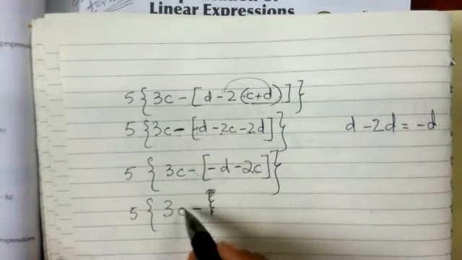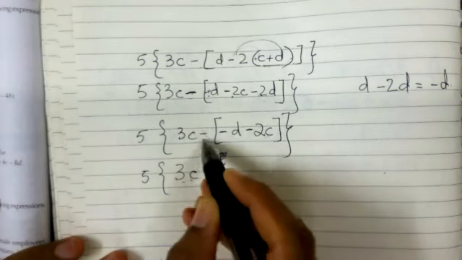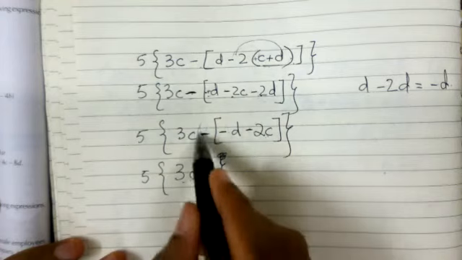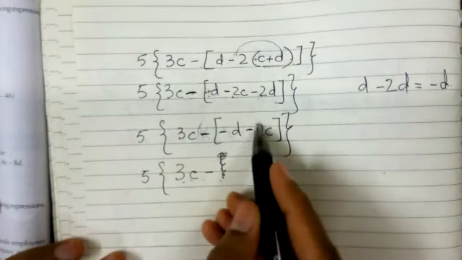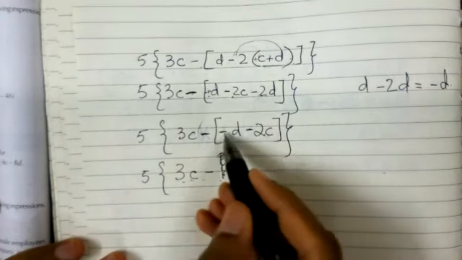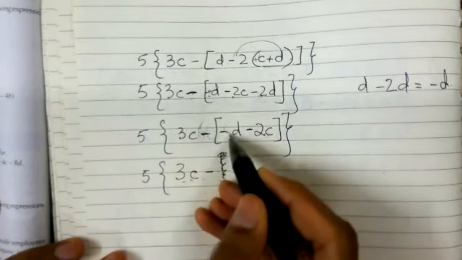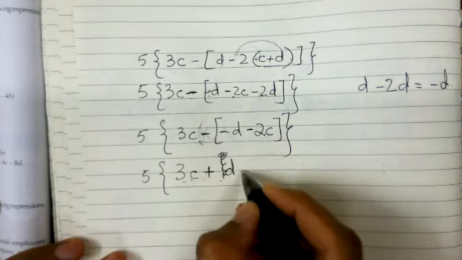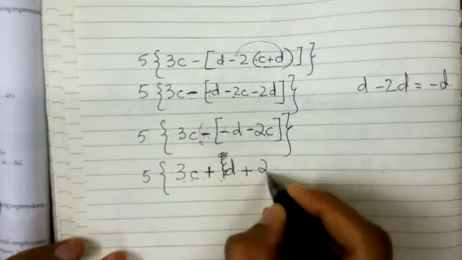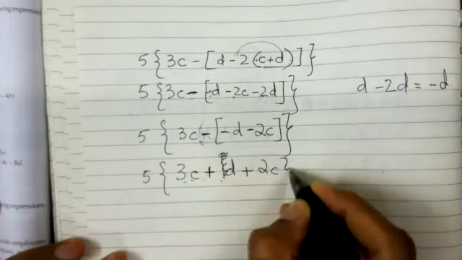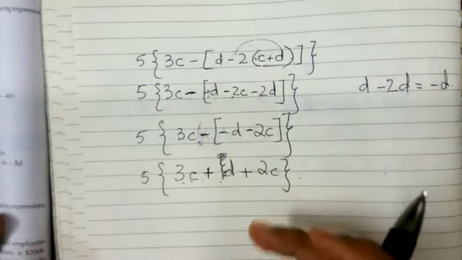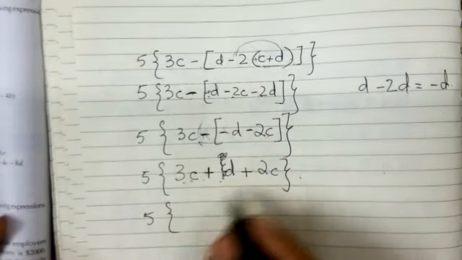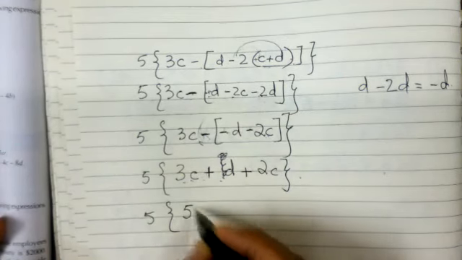But in this step, this minus sign is getting multiplied. Only the minus sign is getting multiplied by everything which is inside, with all the signs that are inside. So minus and minus will get multiplied, with plus D and plus 2C. Minus and minus gives plus 2C. And now we'll put the bigger bracket. So we will have to do 3C plus 2C now. 3C plus 2C is what? 5C. Very good.